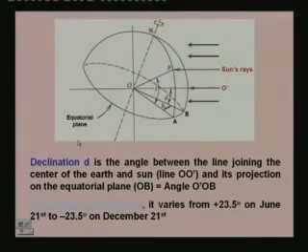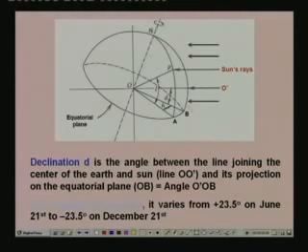Again we refer to the same figure, and declination D is the angle between the line joining the center of the earth O and the sun, that is the line O dash, and its projection on the equatorial plane. The projection of line O dash on the equatorial plane, as I have already discussed, is OB. So declination is nothing but the angle between OB and O dash, that is angle D. And since the earth is tilted, you have an angle of tilt of 23.5 degrees.